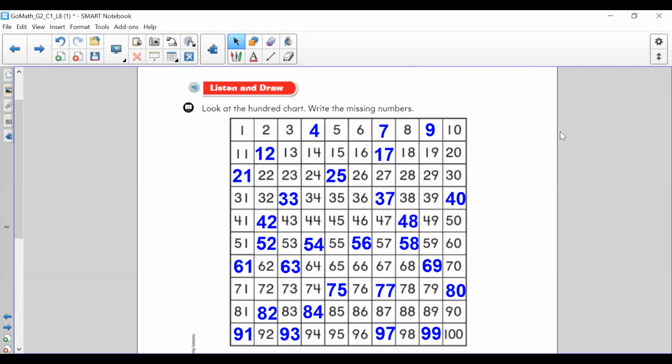There's all the numbers. And then also compare the columns going down and then compare the rows going across. See how the ones might be the same in the columns going down, and then the tens might be the same going across.